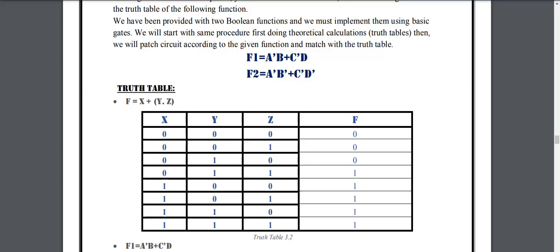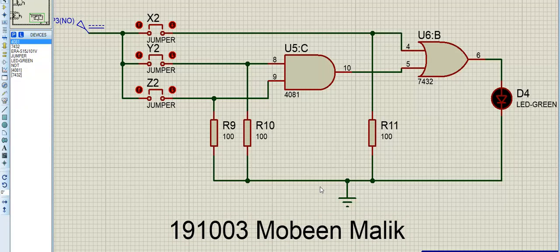For this demonstration, this is the Proteus circuit, and this OR gate basically represents the x plus y into z. And what is y into z? This AND gate. Y into z is represented by this AND gate. This is the input y, this is the input z, and this is the LED which will show if we have an output or not.